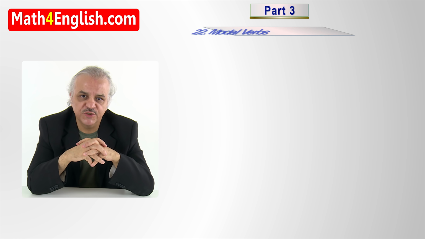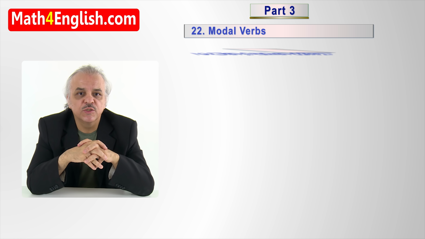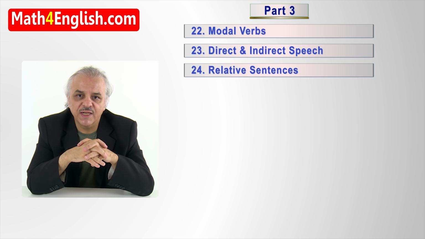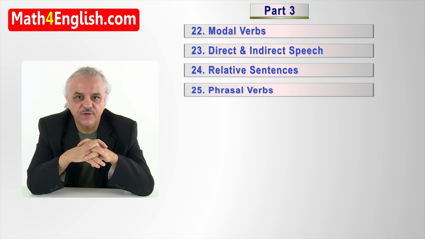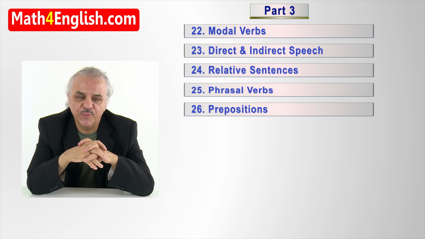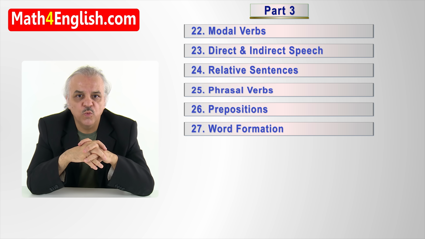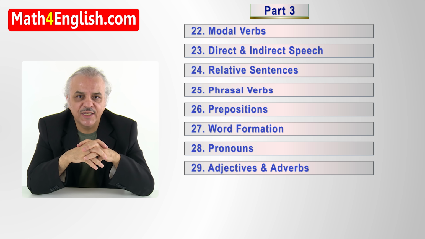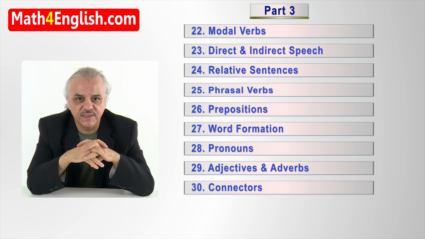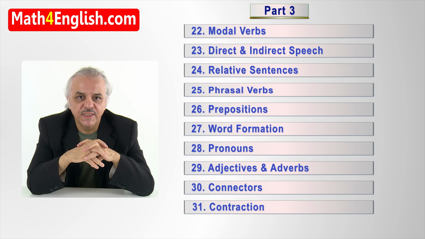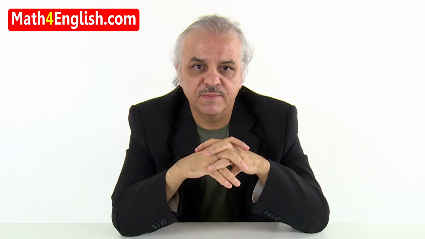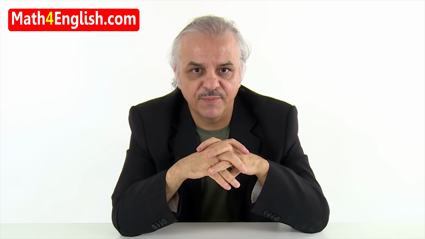Part 3. 22. Modal verbs. 23. Direct and indirect speech. 24. Relative sentences. 25. Phrasal verbs. 26. Prepositions. 27. Word formation. 28. Pronouns. 29. Adjectives and adverbs. 30. Connectors. 31. Contraction. 32. Definite and indefinite articles.